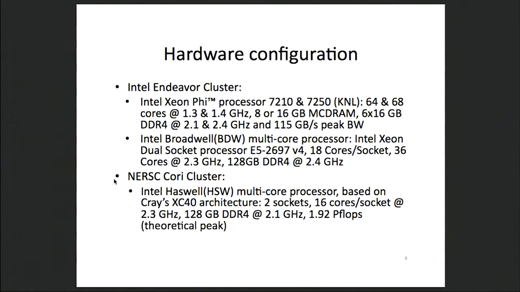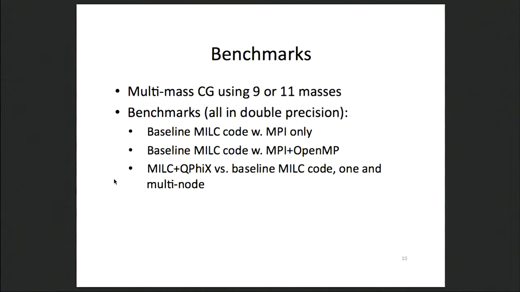The hardware configuration that we have for our benchmarks is the Intel Endeavor cluster, which has two versions of KNL. We compare those results with the ones on the Intel Broadwell cluster and the NERSC Cori Phase 1 cluster, which has the Haswell machine. The benchmarks are all in double precision. We run a baseline MILC code with MPI only, and then MPI and OpenMP, and then we plug in the QPhiX library and see what performance we get on one and multiple nodes.